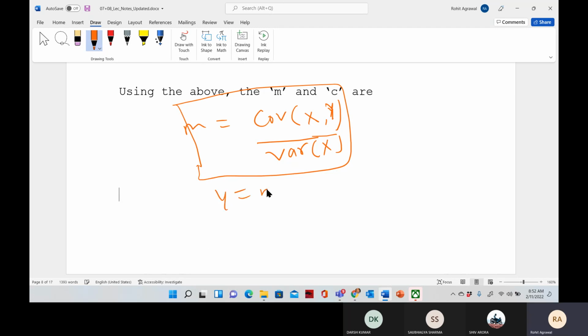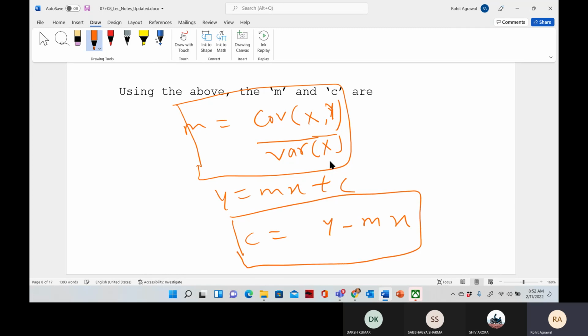And for c, we can write y equals mx plus c. So c equals y minus mx, because m we have already derived. So using this we will derive this c. So these are the two formulas.